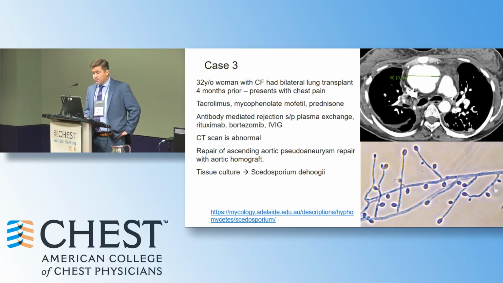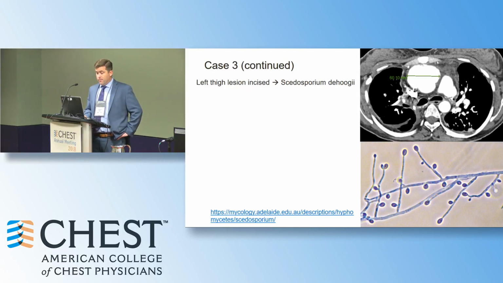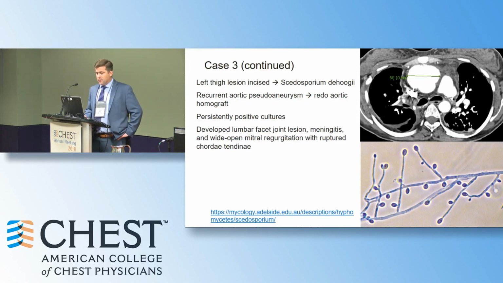Here's what it would look like under a microscope with a representative example. She gets started on voriconazole and caspofungin, and she also has something going on in her thigh, a lesion, and it's drained, and it's the same organism. Her aortic homograft gets reinfected, and another aneurysm happens, and she gets another homograft. She has persistently positive cultures. She goes on to disseminate with meningitis and a ruptured chordae tendineae, so it started to invade her mitral valve, and she died of overwhelming Scedosporium infection.